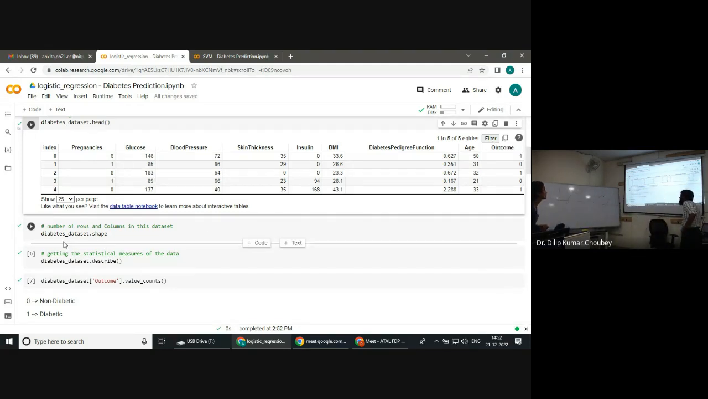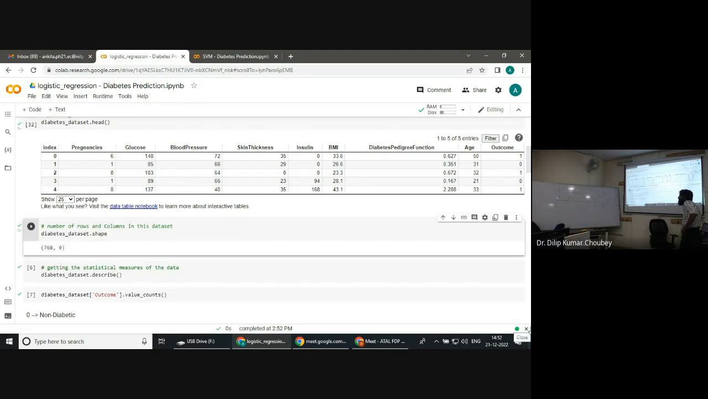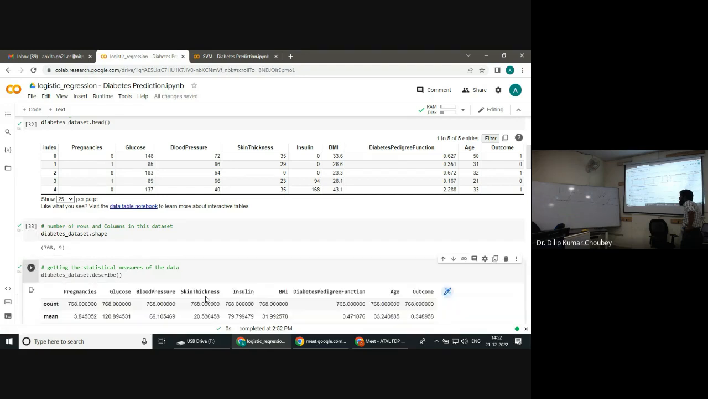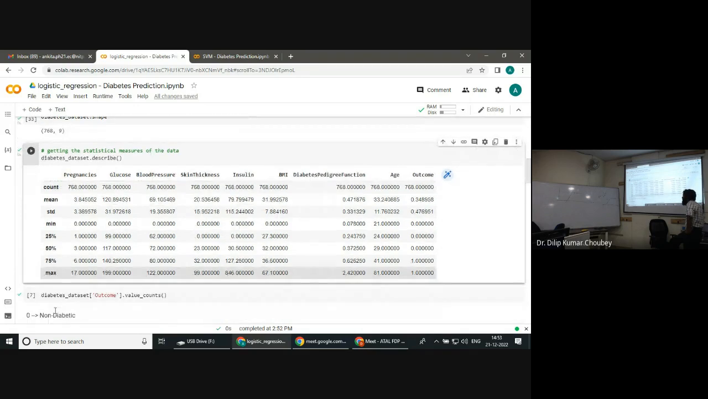Fine. And then again, we check the number of rows and columns in the database. There are 768 examples consisting of 9 variables. 8 of them are feature values, while one is the outcome or the label. Okay, here we have got the statistical parameters of the database, like the mean value, the standard deviation, the minimum value, the maximum value, and the values at 25%, 50%, and 75% of the data. This was all explained yesterday.